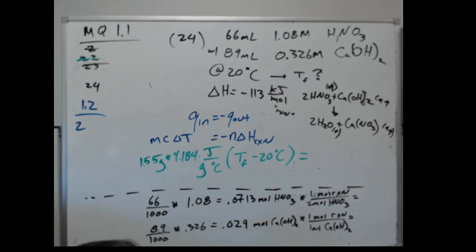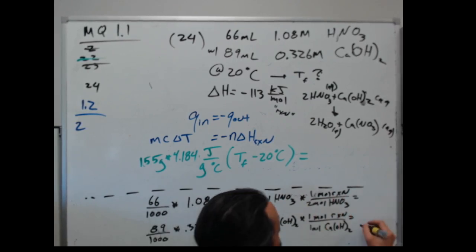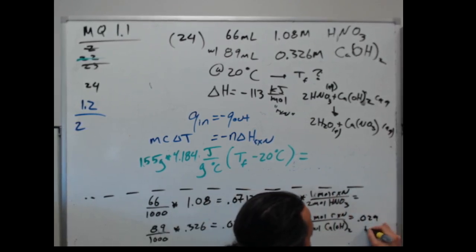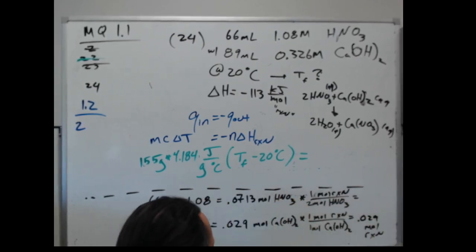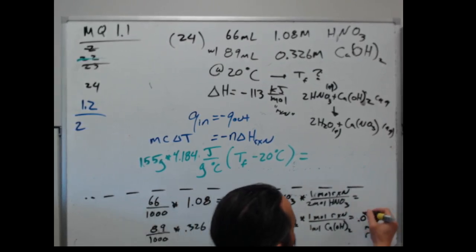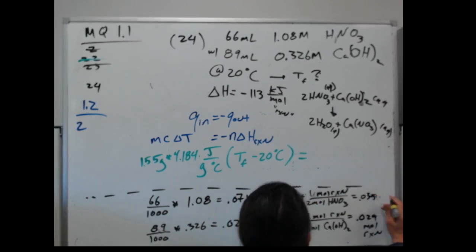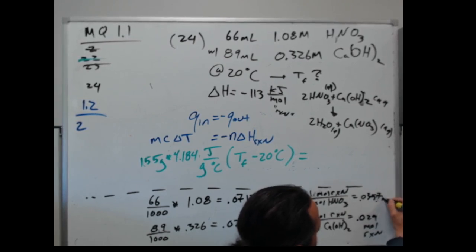You'll notice the reason I like this is because it's moles just divided by coefficient. Moles divided by coefficient. So it actually is kind of easy, as long as it's like 2s and 3s. 0.029 moles of reaction. And this one is going to be 0.0713 divided by 2, 0.0356, 357, I'm rounding some, moles reaction.